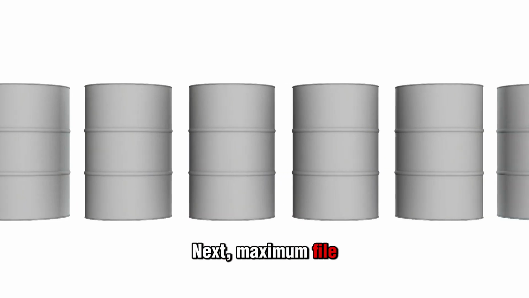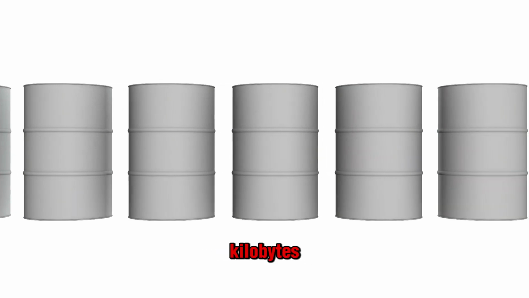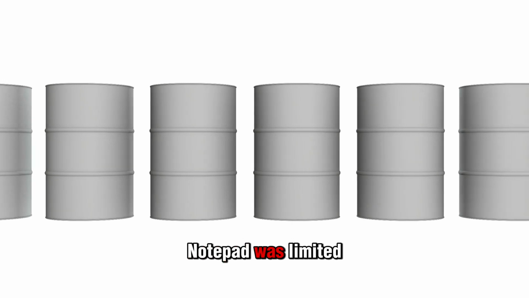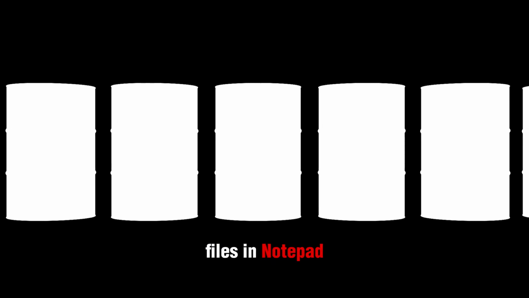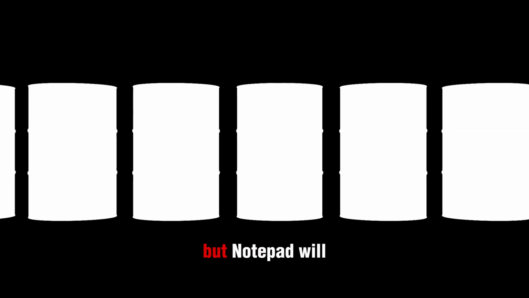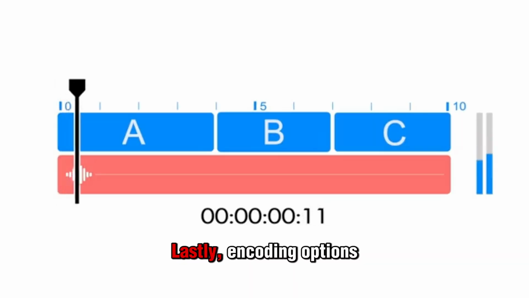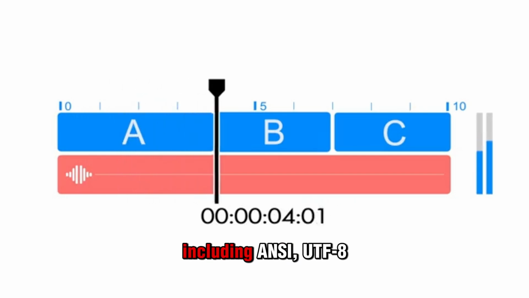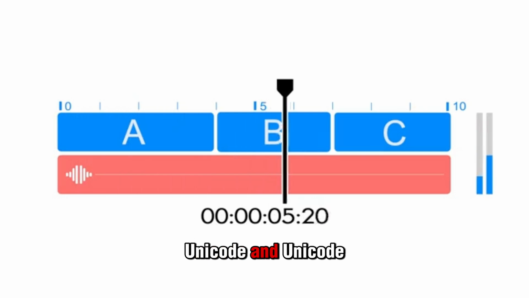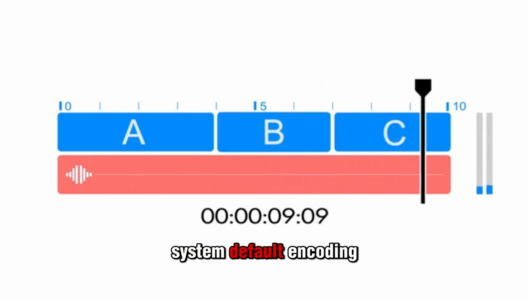Next, maximum file size. Traditionally, Notepad had a maximum file size of around 58 kilobytes. This was because Notepad was limited to displaying 64K of data. However, modern versions of Windows can handle much larger files in Notepad. There's no official limit, but Notepad will eventually reach system limitations when handling large files. Lastly, encoding options. Notepad supports several encoding options, including ANSI, UTF-8, Unicode, and Unicode Big Endian. By default, Notepad uses the system default encoding.